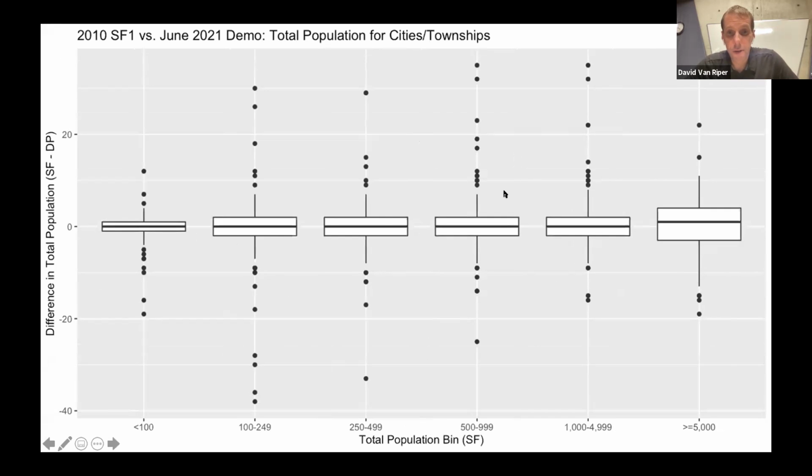If we look at the same thing for cities and townships in Minnesota, that bias tends to go away. I've binned the towns into 100 to 250, 250 to 500, and so on. Here we can see fairly symmetrical distributions around 0, and we don't tend to see that upward bias in total population for city counts. Again, the magnitude of the differences aren't too bad, although for some of these small population cities, you are looking at count differences that are up to 20% of the population.